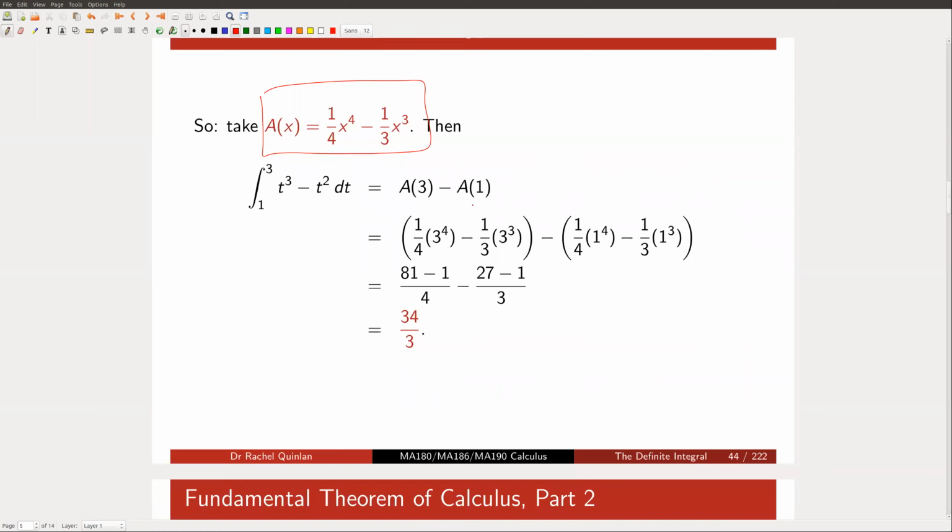And so what that tells us, and again, I'm going to come back to this because I still think it's remarkable, is that for this function, whose graph is t cubed minus t squared, the area of this funny shaped region that it encloses between 1 and 3 and the x-axis is 34 over 3. So it's that rational number. It's not even obvious in advance that it should be a rational number. Certainly not that its value should be 34 over 3.